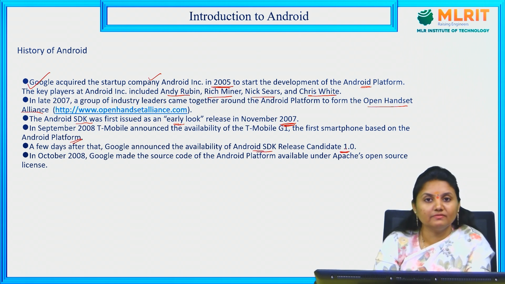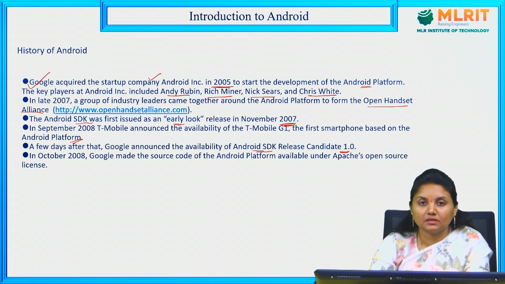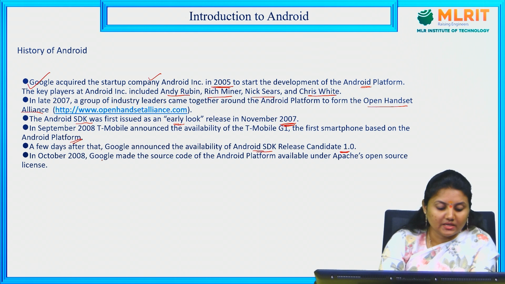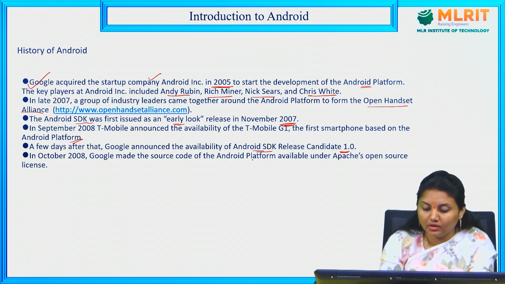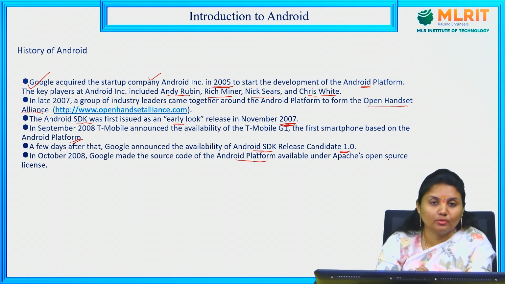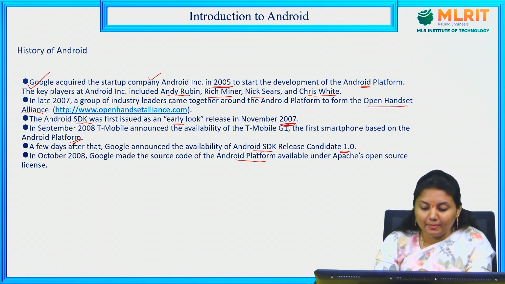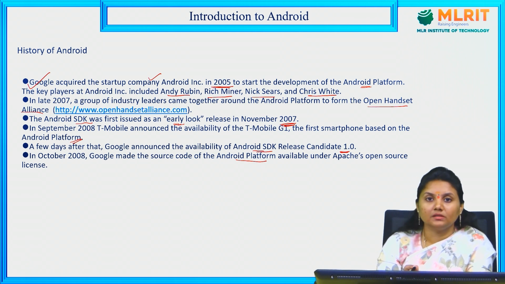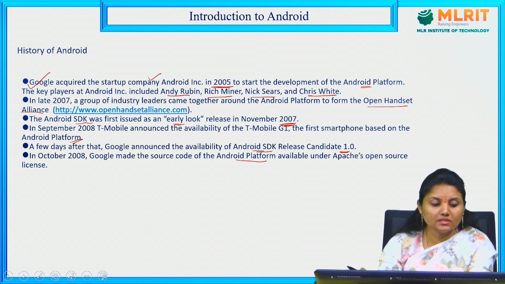There are so many versions like 1.0, 2.0, 4.0, like this. We have given several names like Cupcake, Lollipop, Flamingo, like this. We'll see the different versions slowly. And in 2008, the source code of the Android platform became available under the Apache open source license. Apache we have already discussed; it is a server that manages everything on the server side. So that's about the history of Android.